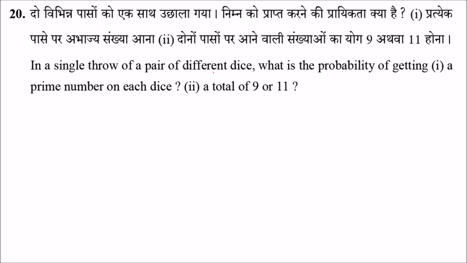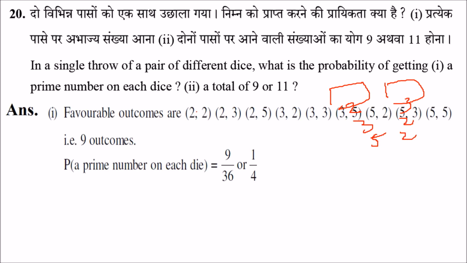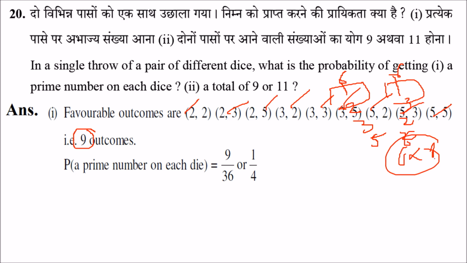In a single throw of a pair of dice, different dice, so we have 2 dice. What is the probability of getting a prime number on each? Prime number means 2 here, 3 here, 3 here, 2 here, say 5 here, 2 here, like this. So the combinations possible are 2 2, 2 3, 2 5, 3 2, 3 3, 3 5, 5 2, 5 3, 5 5. These are the numbers on both the dice when they are prime. So they are in all 9 outcomes. And we know that outcomes possible for this die is 6, outcomes possible for this die is 6, the combination is 6 into 6, so 36. 36 is the total outcomes. These are the favorable outcomes. 9 by 36, that is 1 by 4.